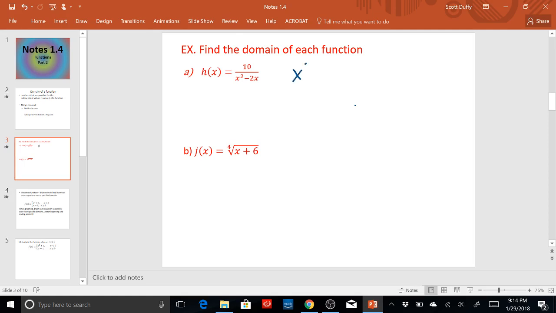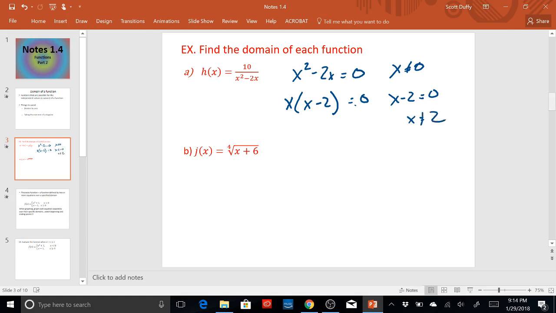If we have x squared minus 2x equals 0, factor out the x, and you still have x minus 2 equals 0. Then set each of these factors, x and x minus 2, equal to 0. We know that x can equal 0, and then x minus 2 equals 0, solve for x equals 2.